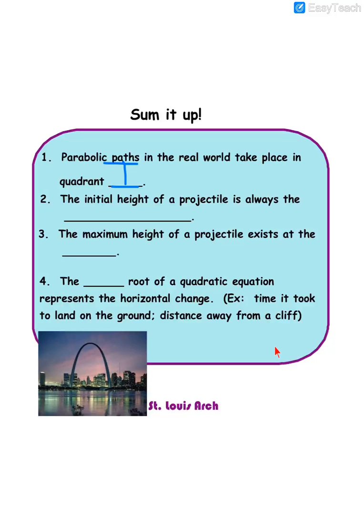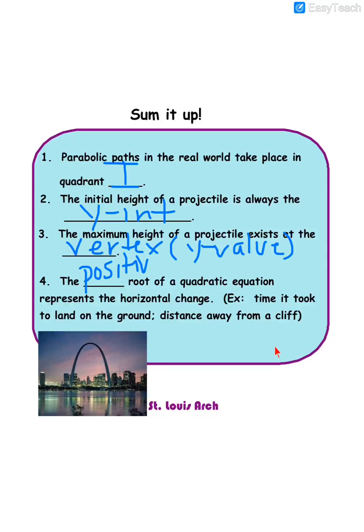The initial height of the projectile is always the y-intercept. The maximum height of the projectile exists at the vertex. The height itself is actually the y value of the vertex. The blank root of a quadratic equation represents the horizontal change, the time it took to land on the ground, the distance away from the feet. And I'm going to go positive root. Do you see how in the last example, when we got a negative root, we rejected it?